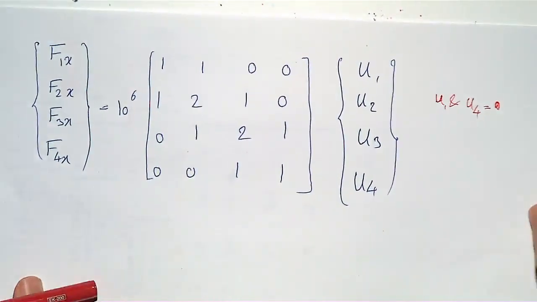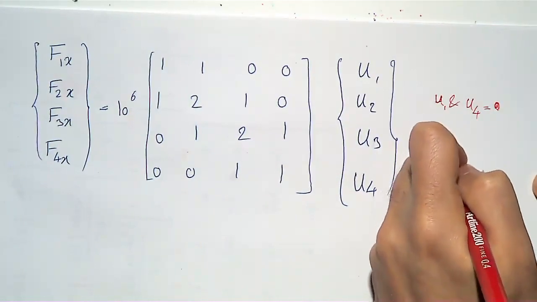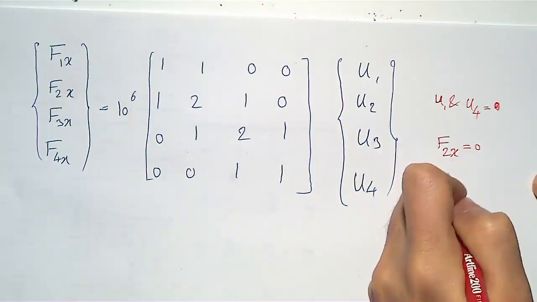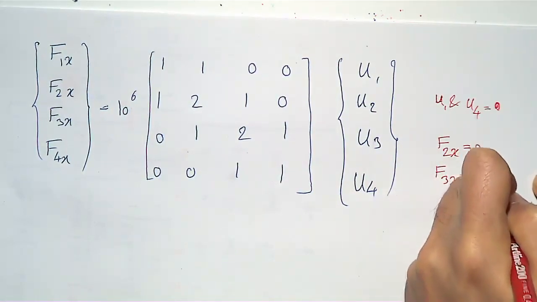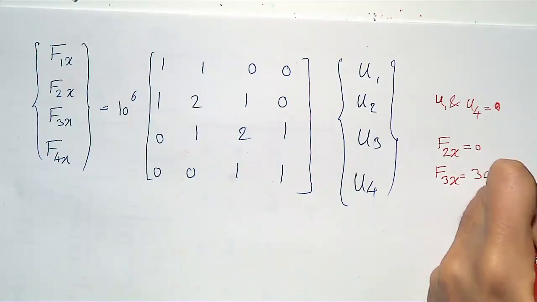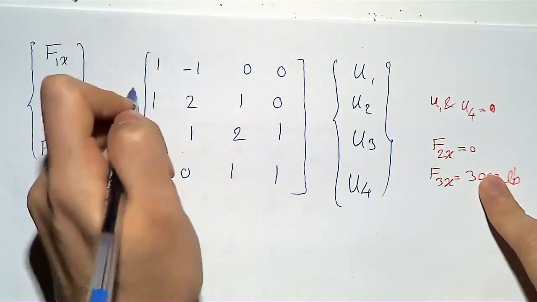Sorry. Right. And also, we know that F2x is 0, F3x is 3,000 pounds. Where do the negatives go in the K matrix? They're gone? Yeah. Thank you for pointing out that.